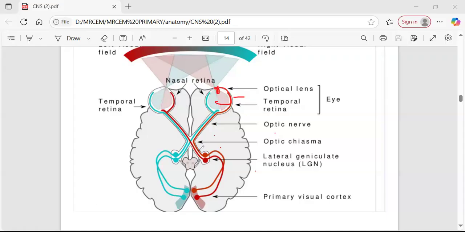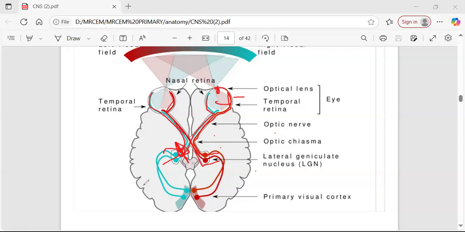And after that, you can see that this is the temporal retina on the left side, and it is coming on the same side. That's also temporal retina, also coming on the same side, but the nasal fibers are crossing over. Okay, they are crossing over. Yeah, left are coming to the right. But there's an issue here.